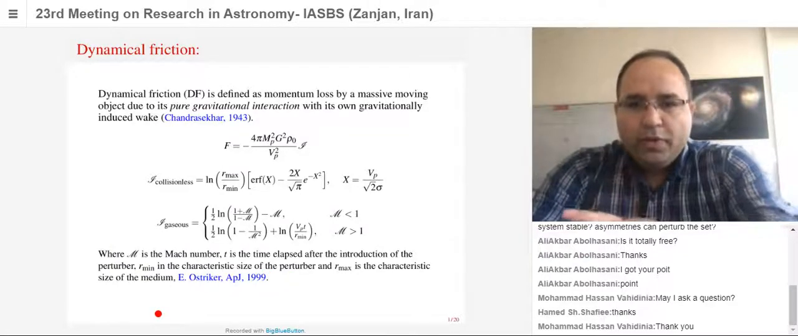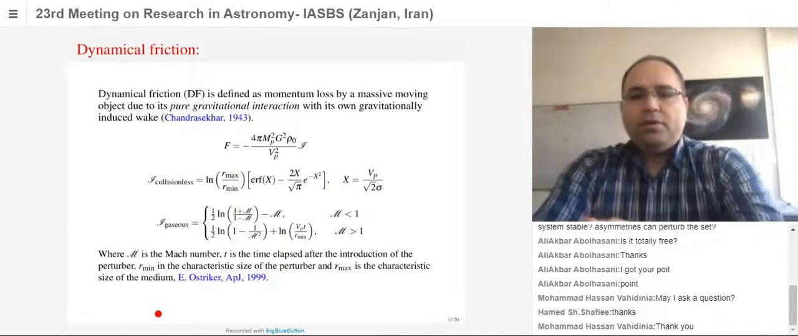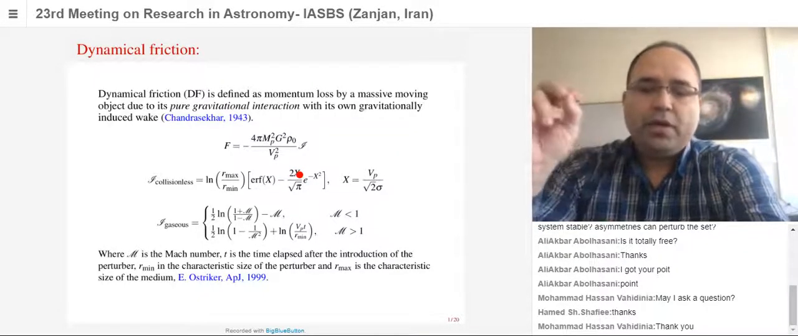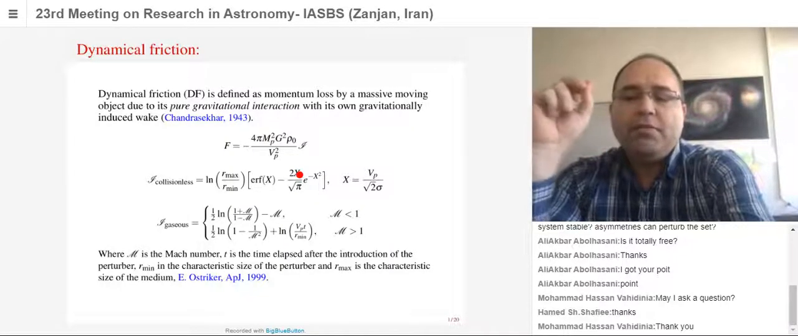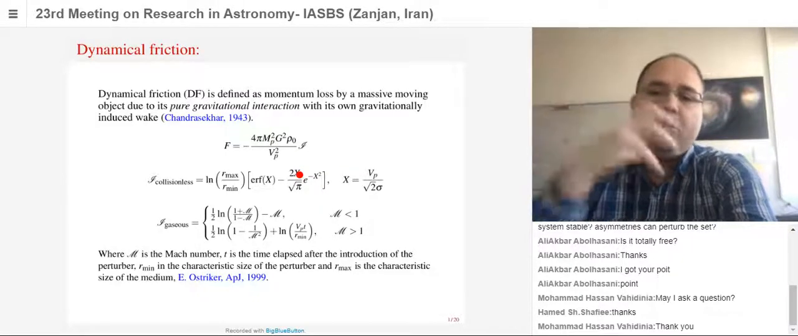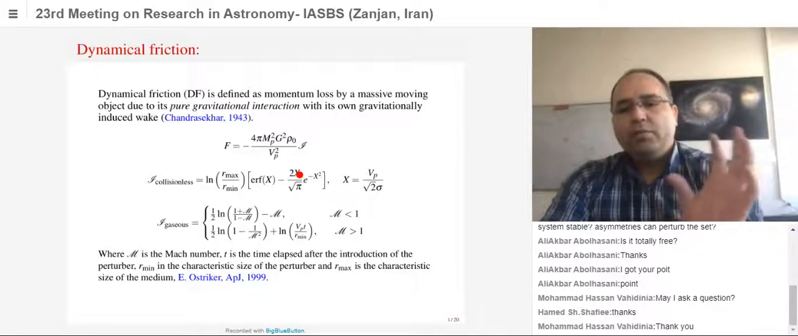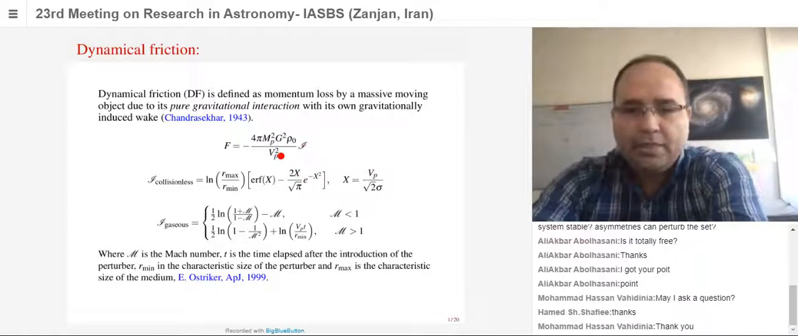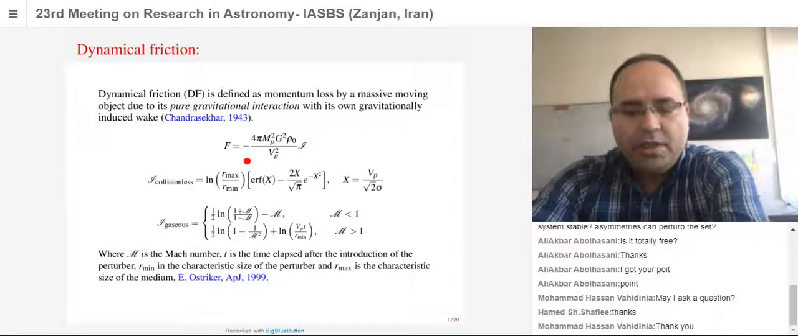So as you know, dynamical friction was introduced in 1943 by Chandrasekhar. You can find this formula in textbooks. The main idea is that when a perturber moves inside an infinite constant density medium, then there will be a wake behind the perturber, and gravitational interaction between the wake and the perturber will cause a friction. Very simple idea. At least in a constant density medium, it's possible to exactly find the friction.